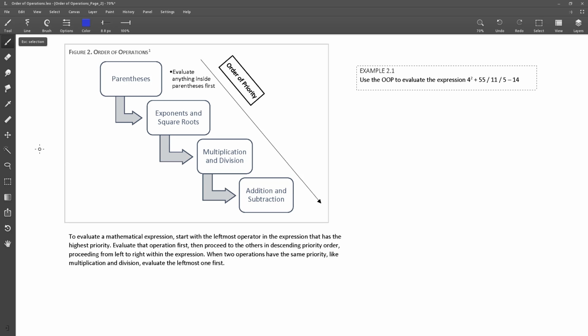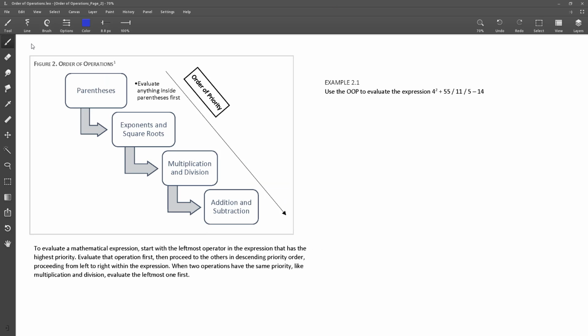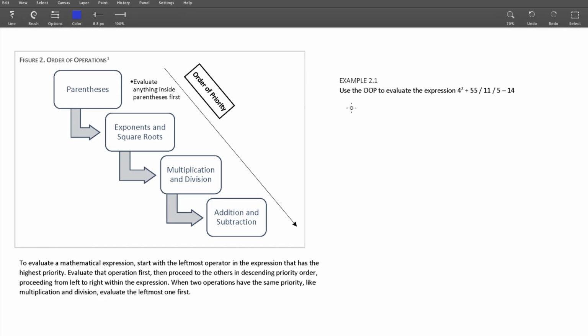All right, so taking a look at this expression, because I'm going to do this by hand, I'm going to rewrite it so that I have a nice space to work with. So 4 squared plus 55 divided by 11 divided by 5 minus 14. We are asked to evaluate this expression using order of operations. All right, to evaluate a mathematical expression, start with the leftmost operator in the expression that has the highest priority.